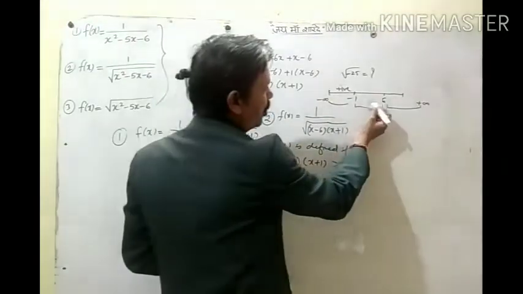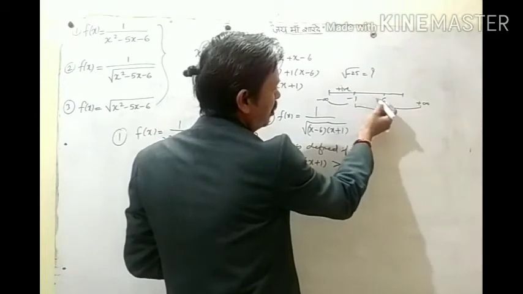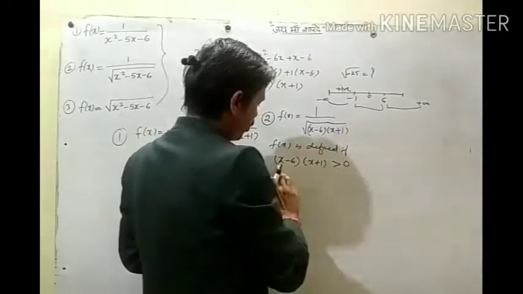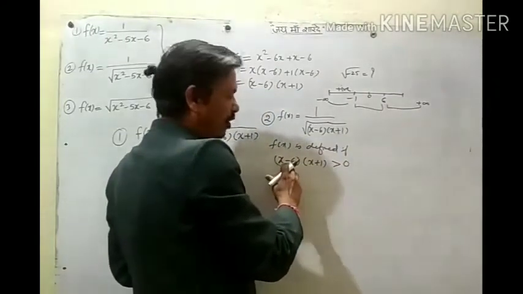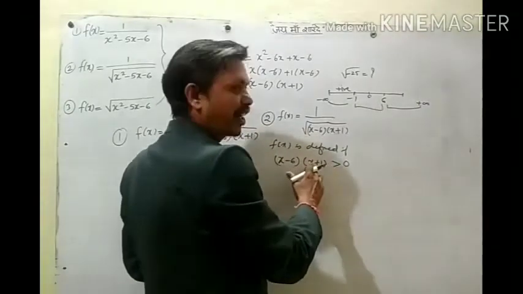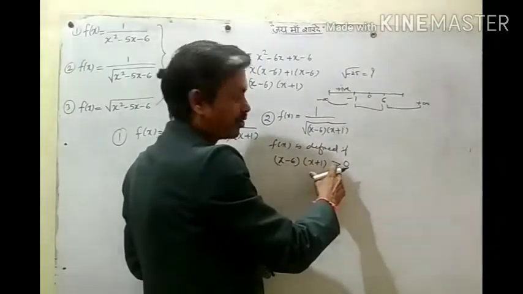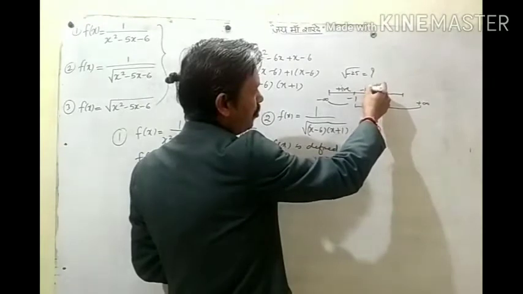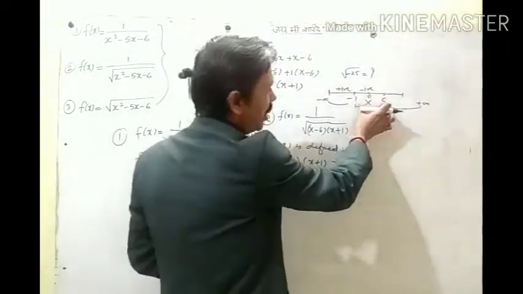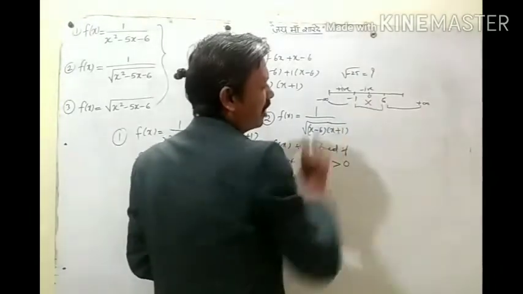Then from -1 to 6, between these numbers, if we take a number, suppose 0, then 0 minus 6 is a negative value, and 0 plus 1 is a positive value. Negative into positive will be negative, but we need positive. So this part we cannot take. From this part we cannot take any value of x.